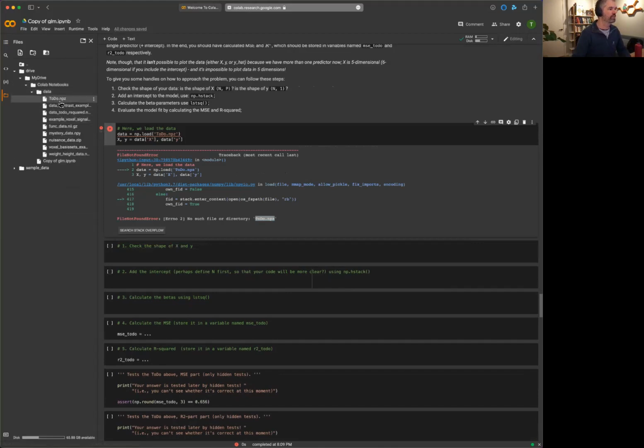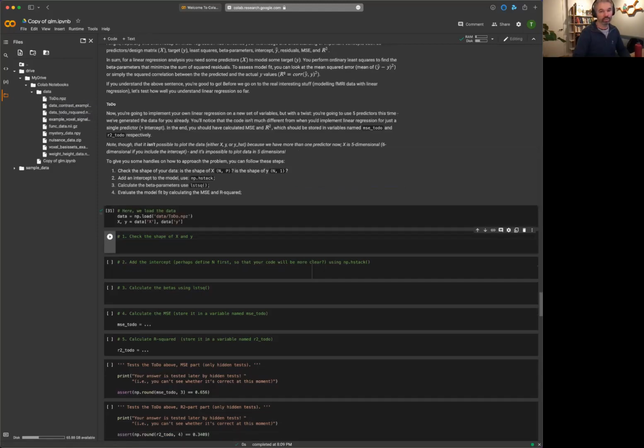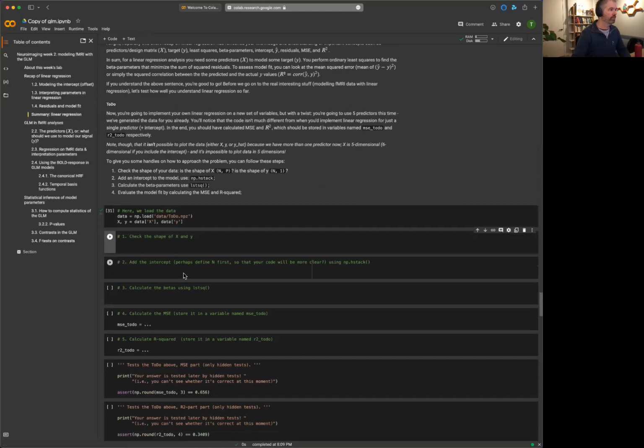To do.mpz. Would it then be in data.mpz? I apologize for that error, but you see, you can find things. Let's go back to the table of contents. So let's check the shape of x and y, right? So how do you do that?